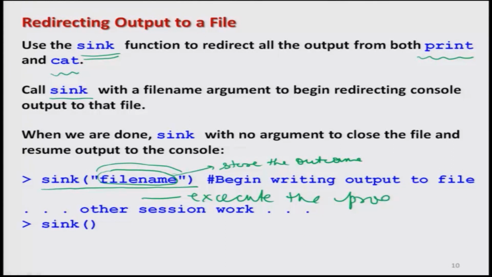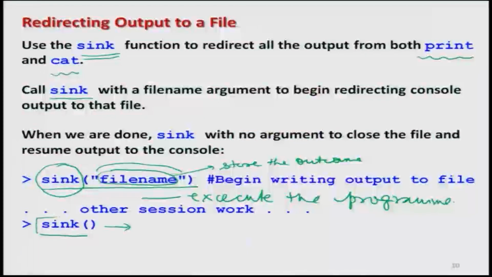Whatever is my program, that is executed here, and the outcome is saved to this file. After that we write sink once again, and inside the argument there is blank, that means sink with no arguments. This function will help us in changing the mode. That means, as soon as I give sink, whatever is the outcome of my program will always be diverted towards the file.